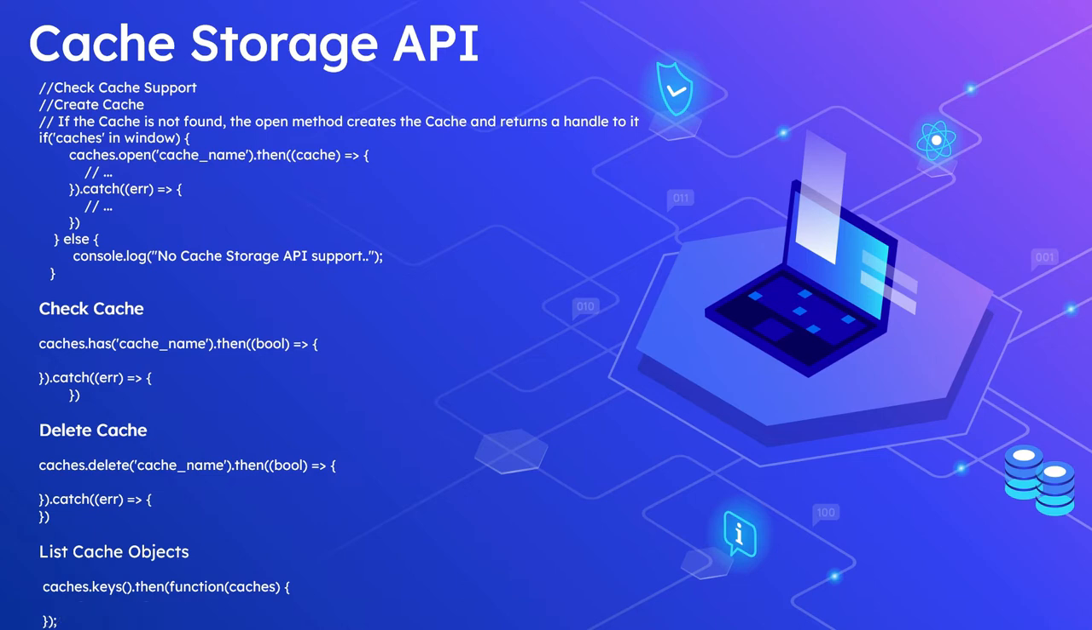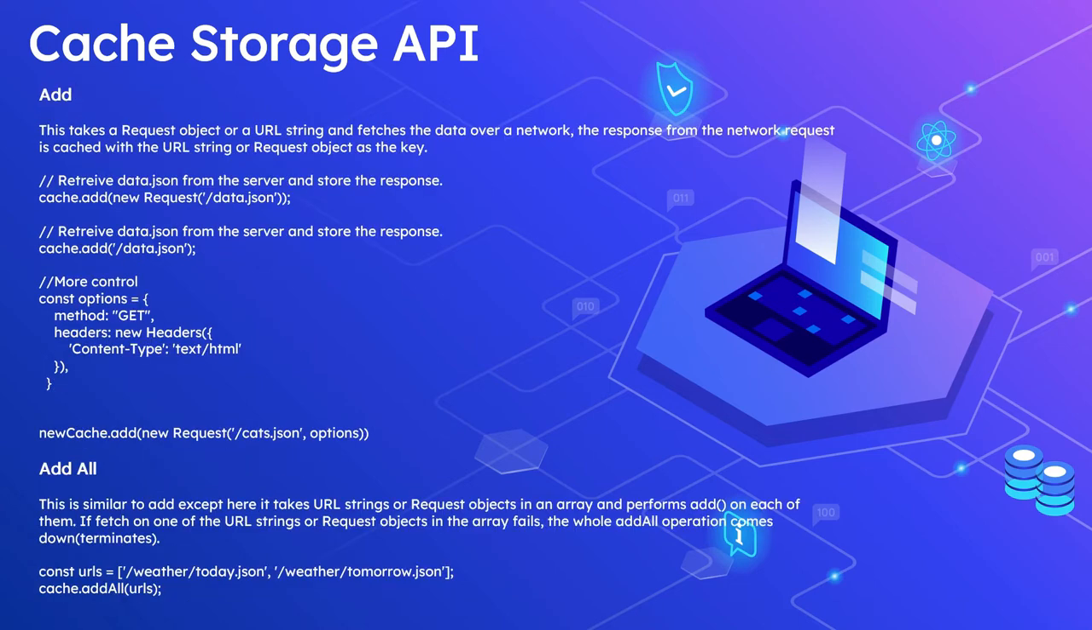Then list cache objects. You can list out all the cached objects from a specific cache store. Here all operations are specific to an origin's cache store. We will not be able to access the cross-origin cache store. The next one is add object to the cache store: cache.add method with a request object or request URL.